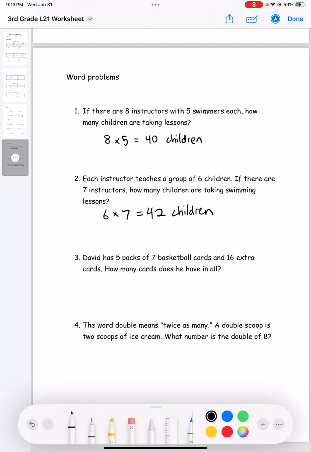And number 3, David has a pack of 7 basketball cards and 16 extra cards. How many cards does he have in all? So he has 5 packs of 7 basketball cards and 16 extra cards. So we'll multiply 5 packs times 7 basketball cards, because there are 7 in each pack. So we multiply that and we get 35. And then we add 16 extra cards. And we'll get 51.